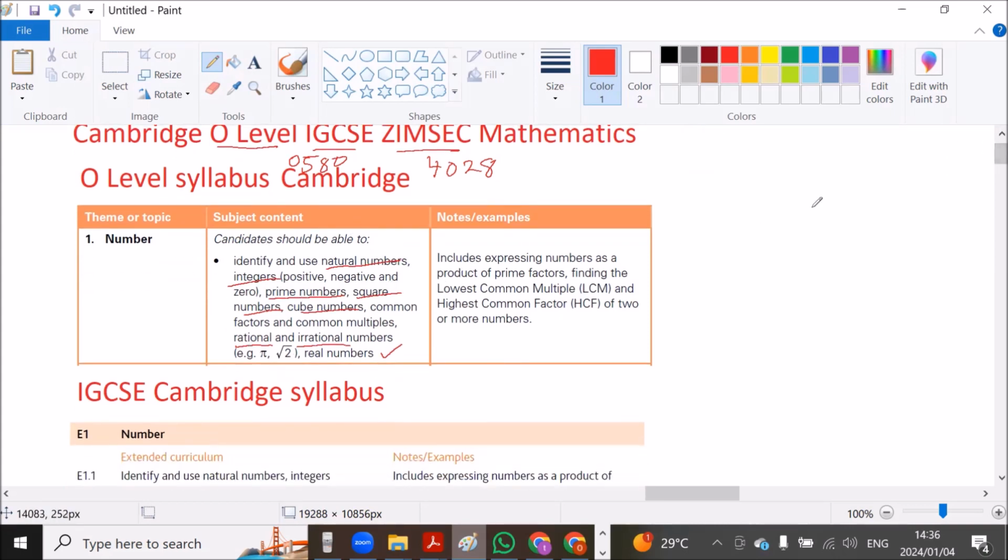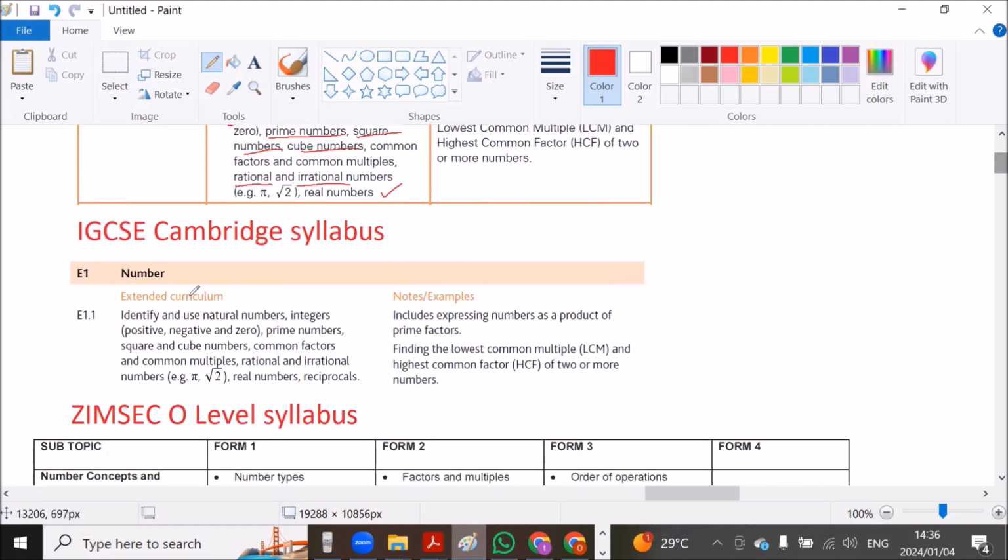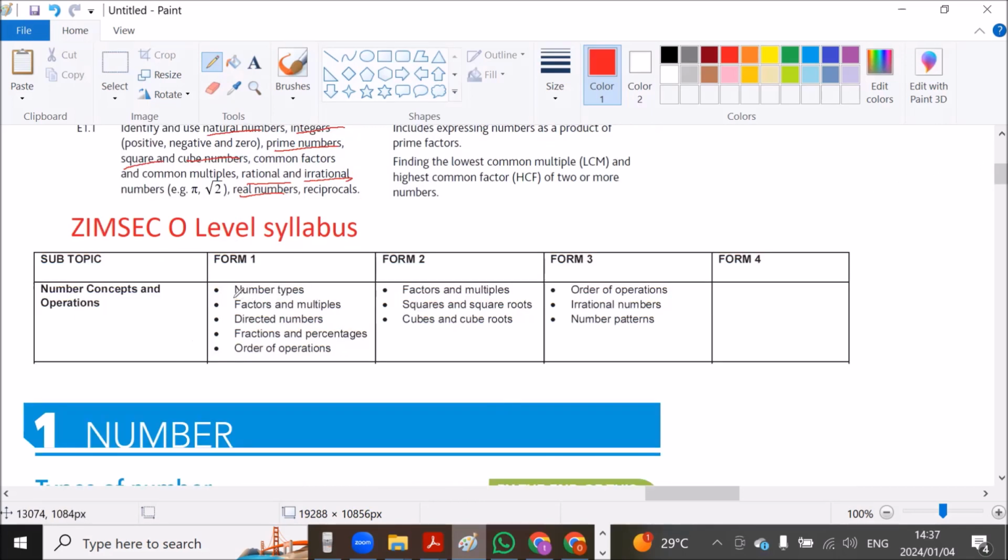This is the requirement for O-Level Cambridge. For IGCSE Cambridge, identify and use natural numbers, integers, prime numbers, square numbers, cube numbers, real numbers. We are going also to look at rational and irrational numbers. Common factors and common multiples, we are going to look at it in the next chapters. So that is the requirement we are going to look at in the IGCSE, whether it is core or extended. This is required. For ZIMSEC, it is given as number types, and you can see it's under Form 1.